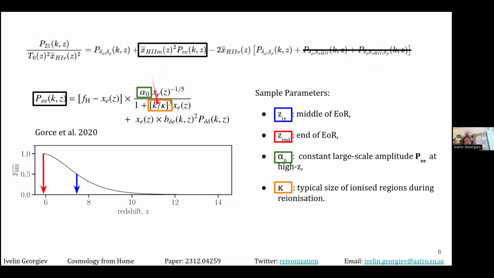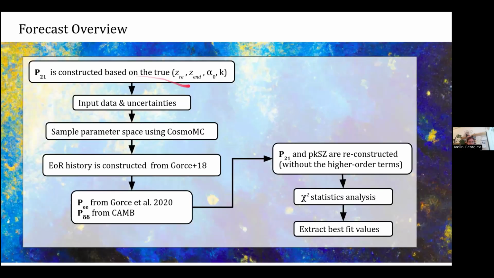And with P_e, we use the following model. This is a fit, which essentially depends on two parameters. One is sensitive to the typical size of ionizing regions during reionization, and the other is sensitive to the amplitude of the electron density autocorrelation power spectrum. So we have a 4-parameter model, and this is what we will sample in our forecast to generate P21. We construct our P21, which will be our truth, using the simplest model, and we assign uncertainties to our data.